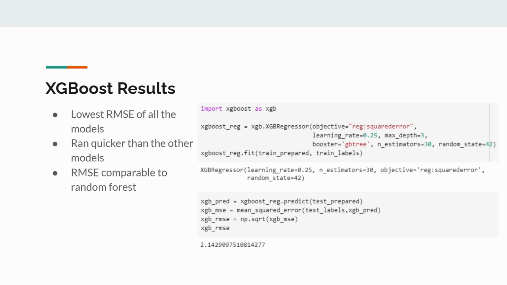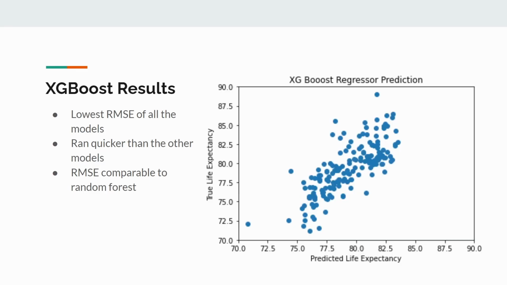It also ran quicker than the other models because it used an extreme gradient descent, which allowed it to calculate a lot faster. The RMSE in this model is comparable to random forest because of the similar tree structure found between XGBoost and random forest. Here's a graph of the final results of our best model. It shows true life expectancy versus predicted life expectancy, which has a pretty linear trend.